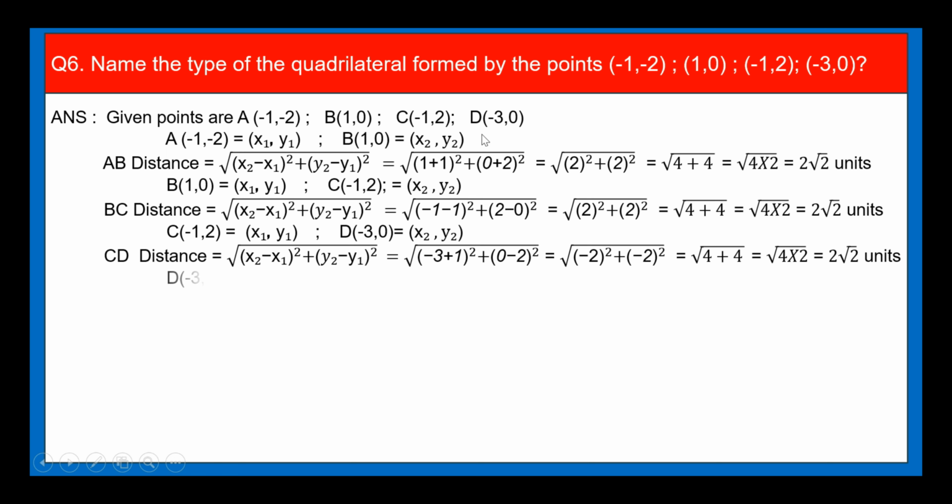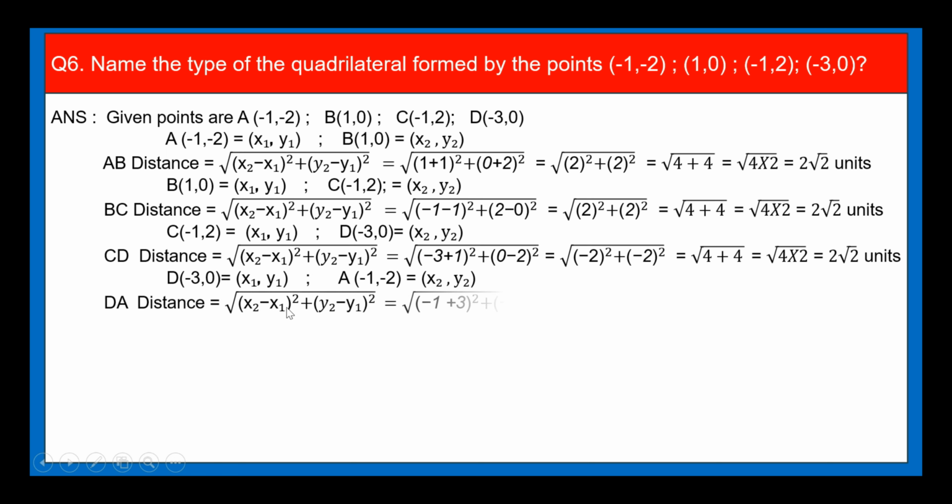Fourth side is DA. Now D coordinates are -3, 0. They are x1, y1. And A coordinates are minus 1, minus 2, take them as x2, y2. Now let us find the DA distance. Same formula: x2 minus x1, that is minus 1 minus of minus 3, will be plus 3 whole square, plus y2 minus y1. y2 is minus 2, minus y1 is 0, so (minus 2 minus 0) whole square.